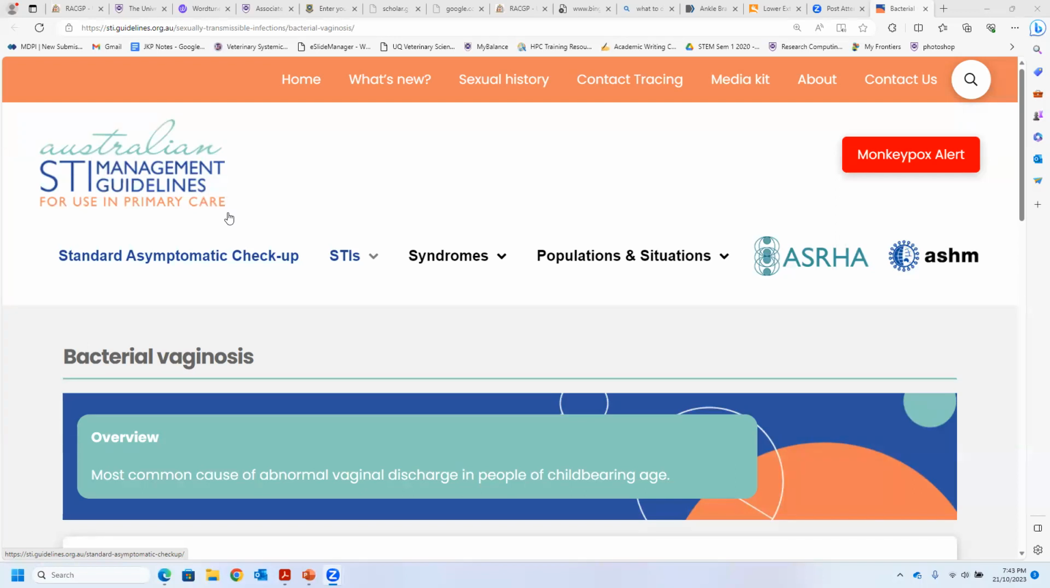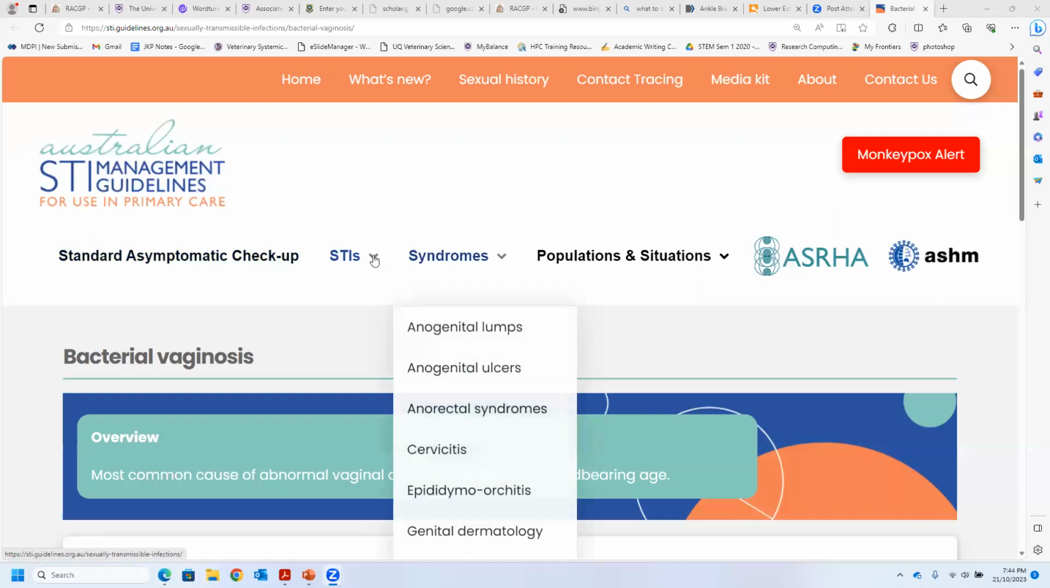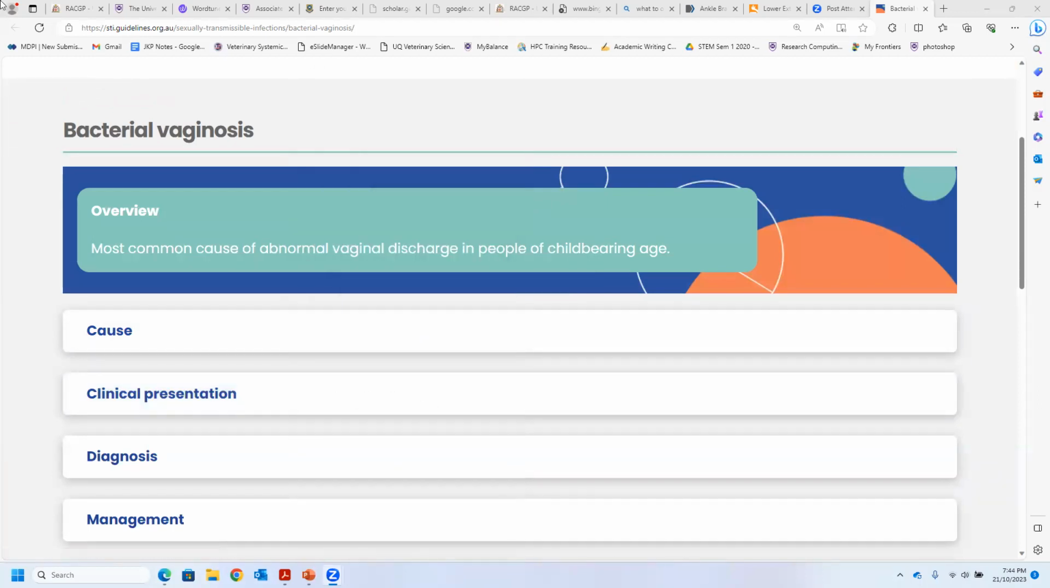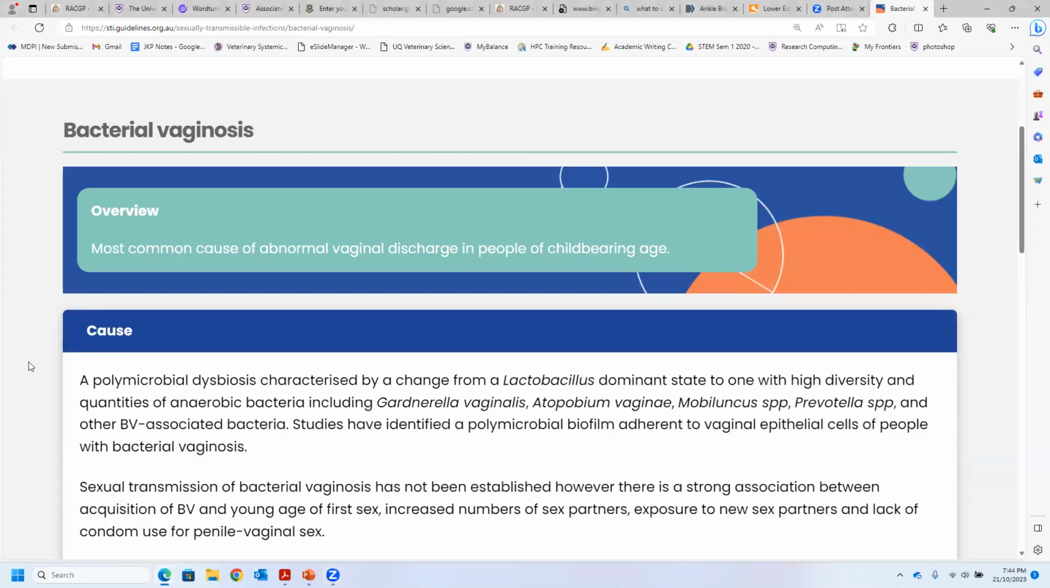All right. Now, for your exam, for every population disease or sexually transmitted infection, you need to study from here. Just write in Google STI guidelines, Australia, and this will come up. So for every STI, look over here: chlamydia, donovanosis, ectoparasites, all of them will come up here. Bacterial vaginosis is the most common cause of abnormal vaginal discharge in women of childbearing age.